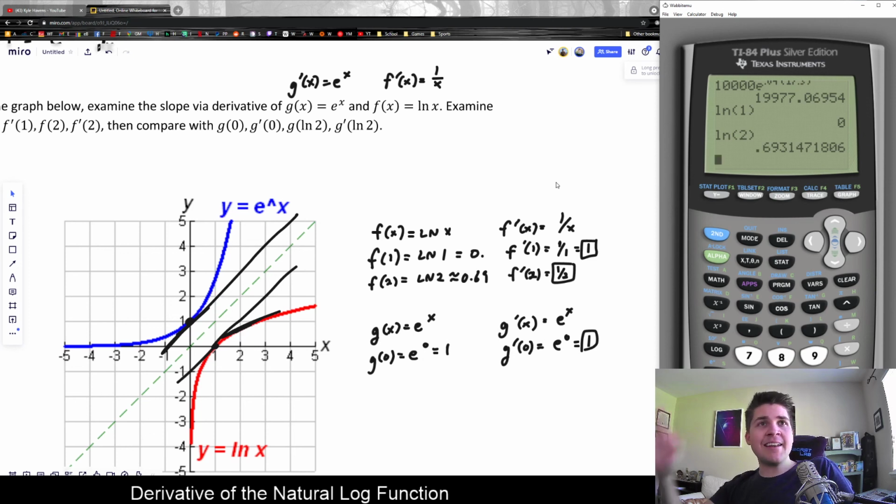And again, the most important thing to remember is, what are your derivatives? Because if we know our derivatives, we can always figure out slopes at any point in time. e to the x is itself, and the derivative of ln of x is 1 over x.